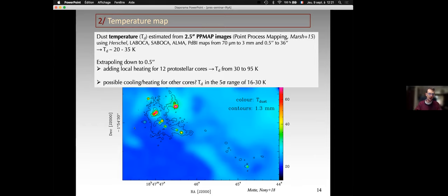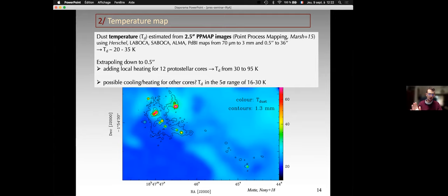And those are the large scale variations that you see on this temperature map in the image, between 20 and 35 K. So it is better than taking the Herschel temperature, but it is not enough to really take into account the variation of temperature at the core scale at 0.5 arcsecond. We added local heating for the protostellar cores. I will talk later about how we know cores are protostellar, so more evolved. But I will just say for the moment that in MM1, we collected 12 protostellar cores. This gives temperatures up to close to 100 K for the warmer cores.